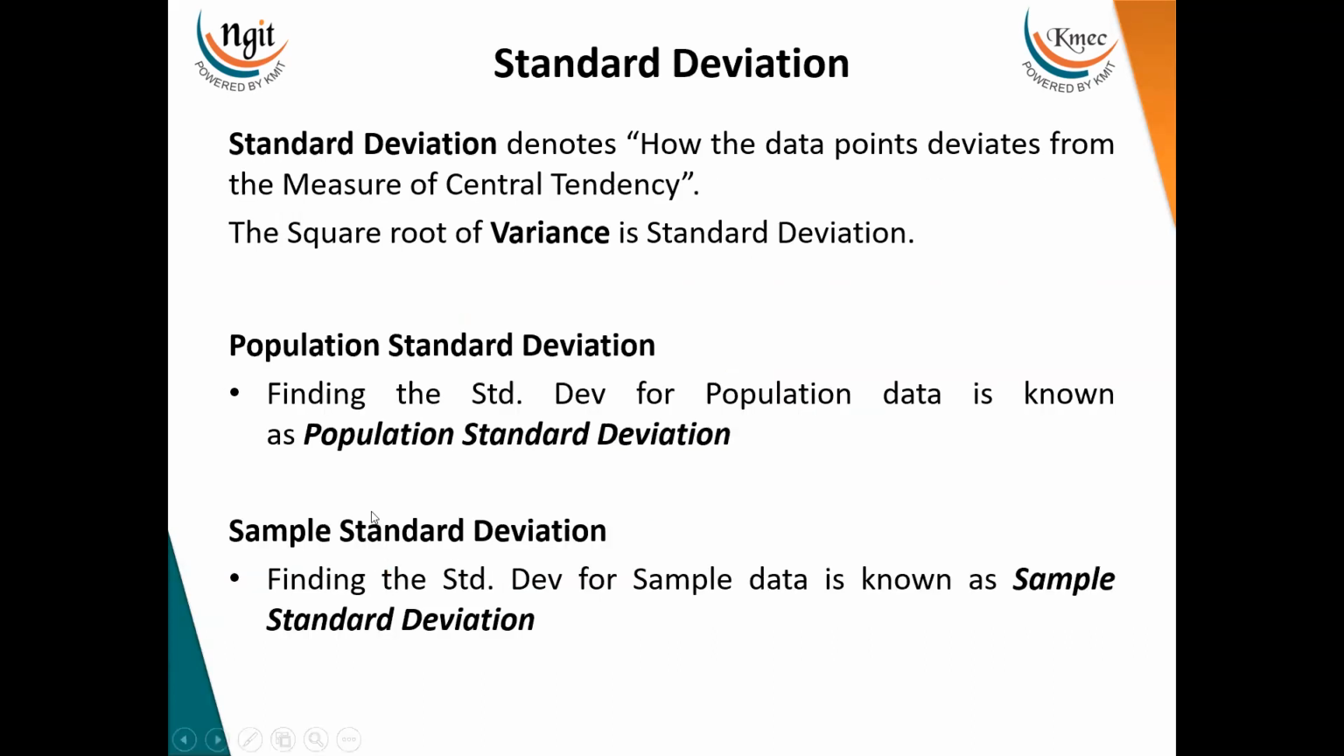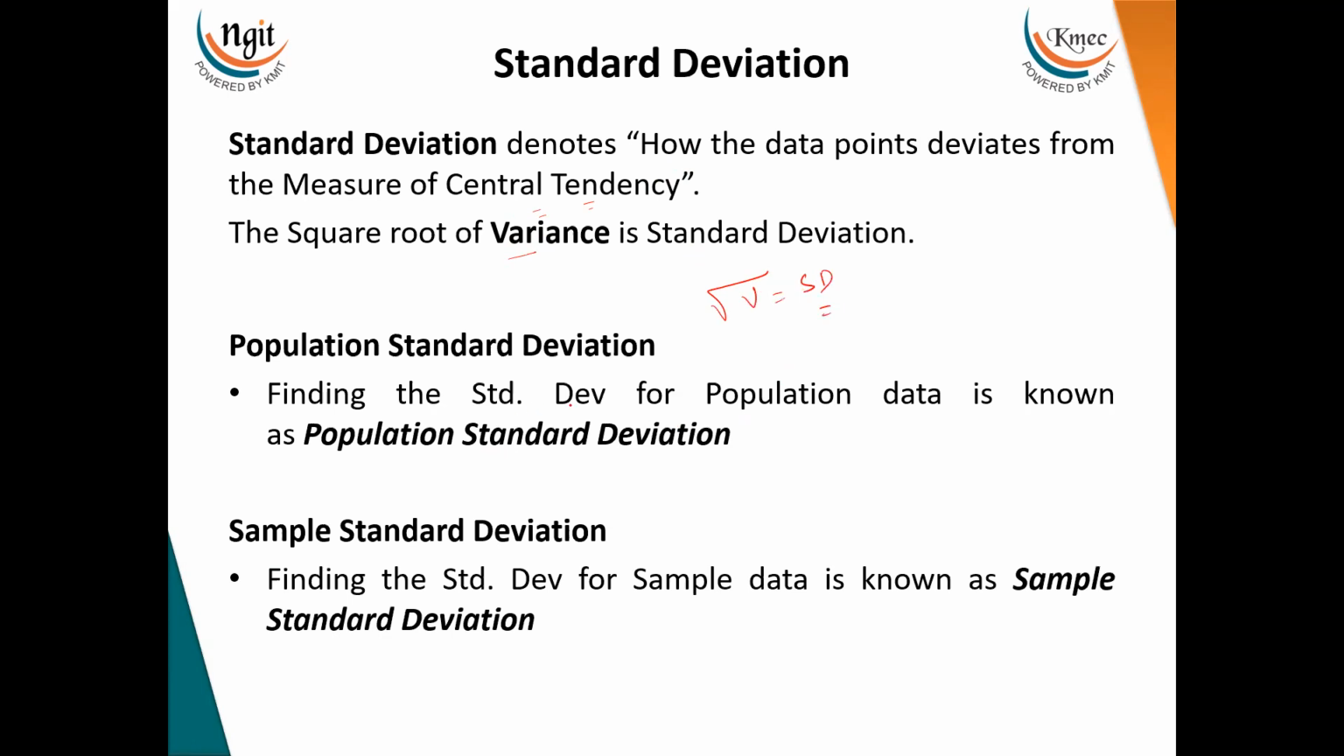Coming to standard deviation, it denotes how the data points deviate from the measure of central tendency. The square root of variance is nothing but the standard deviation. Whatever variance we find, if you simply take the square root of the variance, that is equal to the standard deviation.